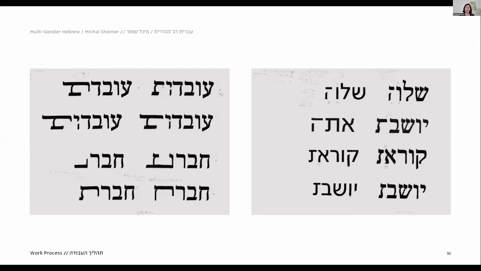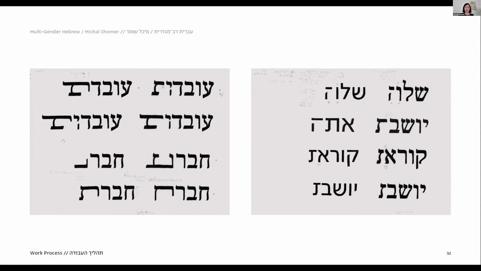So I was just saying that the challenge was to create unique letters on the one hand, and on the other hand, each letter had to reflect the multi-gender meaning, the masculine and the feminine combined together, so it couldn't be too unique. And of course, additionally, the new letters had to be part of the Hebrew letter family. They had to belong to the other letters, visually speaking.